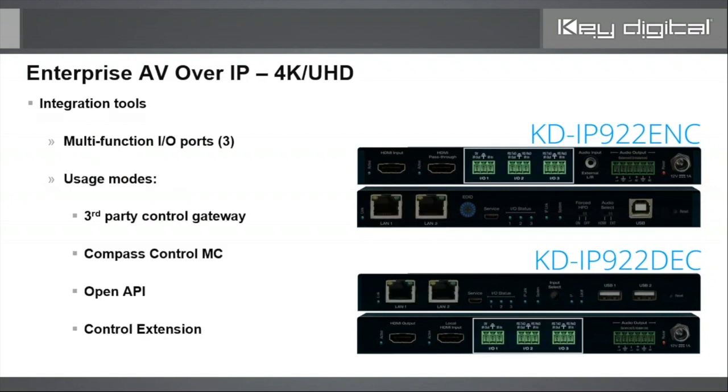And we have 3 multifunction ports. These are IR, RS-232, voltage triggering, or voltage sensing. And they could be used as your control port from your third-party control system, or they could be used as open API, much like Global Cache, so that you can tell an encoder or decoder to send an IR or RS-232 command to your specification. But what is most powerful about these multifunction ports is that they are a built-in Compass Control master controller.